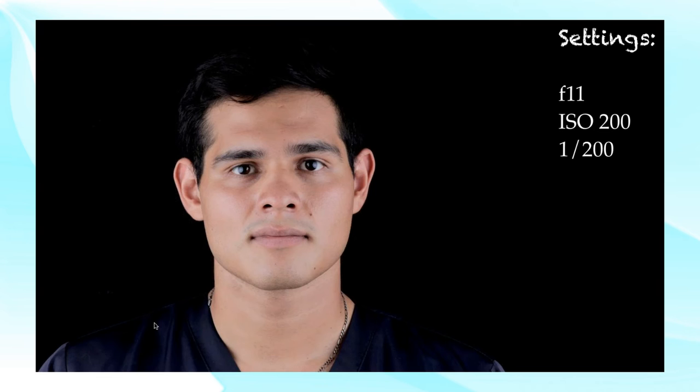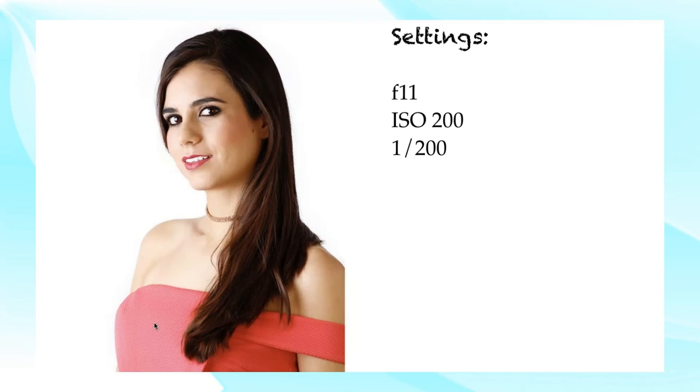So if we want to have photographs like this, we want to be sure to have external flashes and understand that the settings have to be at f/11, ISO 200, 1/200. And again, these aren't set in stone. You can increase the f-stop a little bit more. You can increase the ISO if you see that your image is a little too dark, or you can increase the flash power.